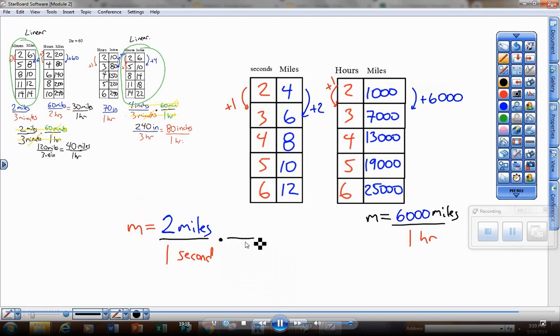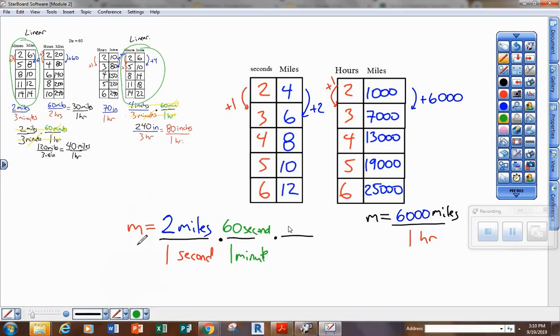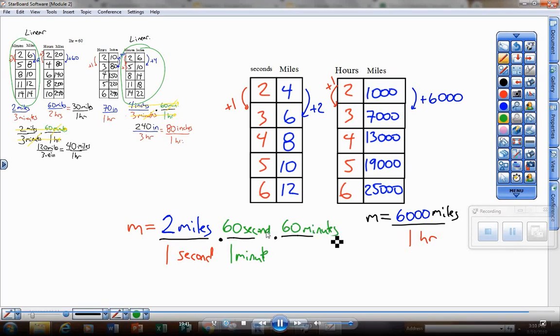I'm going to change that from seconds to minutes first. So again, you need to know there are 60 seconds for every 1 minute. And then one more conversion. 60 minutes for every 1 hour. So a double conversion going from miles per second to miles per hour. The second units will cancel, the minute units will cancel, and I multiply straight across, and all I'm left with is the mile unit over the hour unit. So seconds cancel, minutes cancel.